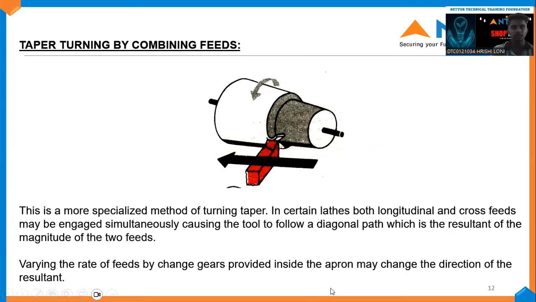Taper turning by combining feeds. This is a more specialized method of taper turning. In certain lathes, both longitudinal and cross feeds may be engaged simultaneously, causing the tool to follow a diagonal path which is the resultant of the magnitude of the two feeds. Varying the rate of feeds by changing gears provided inside the apron may change the direction of the resultant.